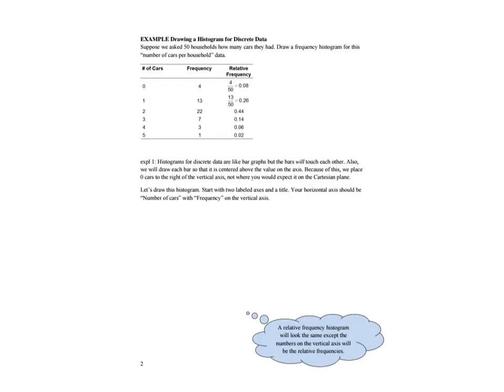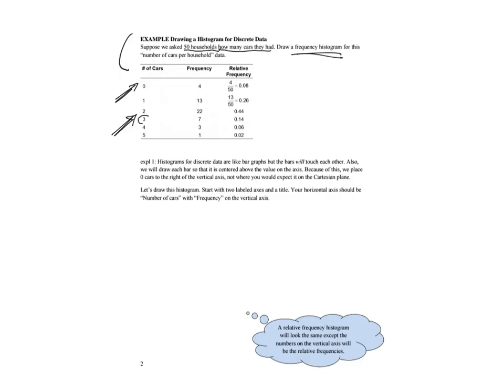Let's move on. So here's our example of drawing a histogram for discrete data. We asked 50 households how many cars they had. We're going to draw a frequency histogram for the number of cars per household. And you'll notice here's our data. Just take a second to understand what is going on here.